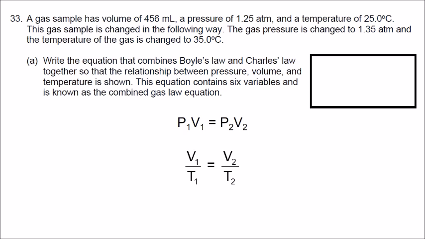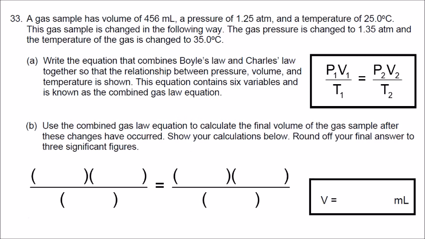It involves P, V, and T, and it's pressure times volume divided by temperature. So now we have these 6 variables. We can go ahead and plug in everything we know in part B. So the initial pressure is 1.25 atmospheres. The initial volume is 456 milliliters. The initial temperature is 25 degrees Celsius, but we have to convert that to Kelvin. So 25 plus 273 is 298 kelvins.